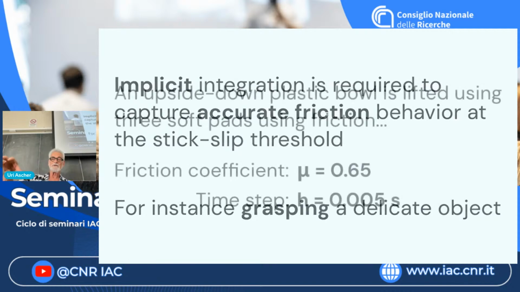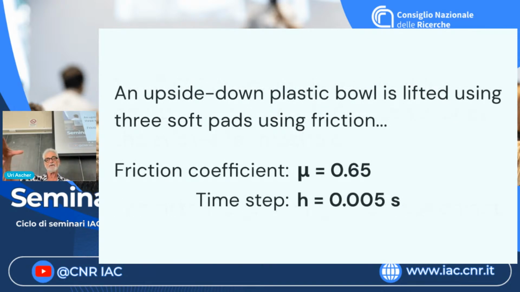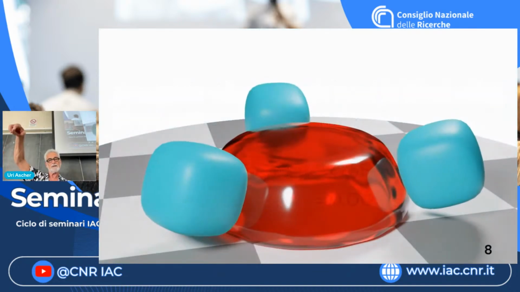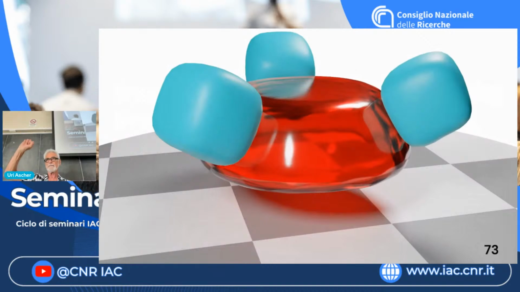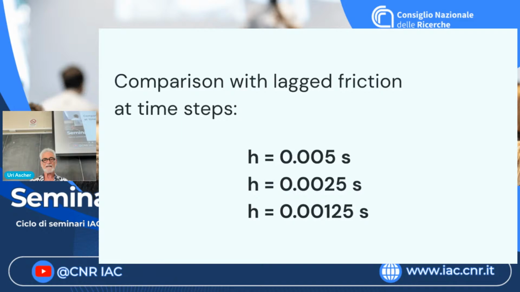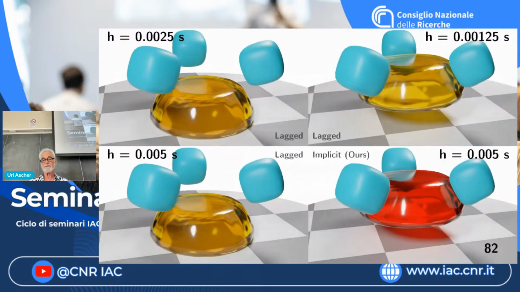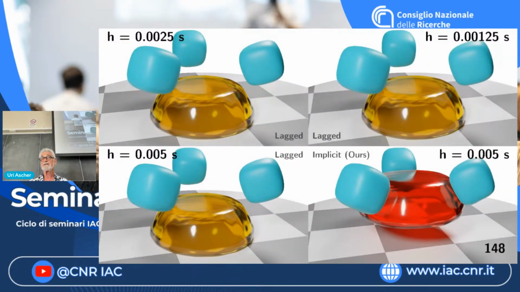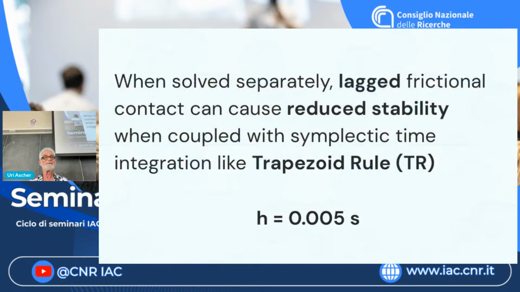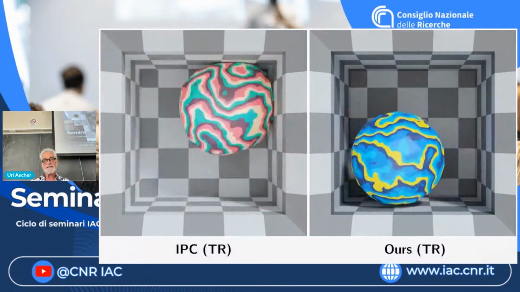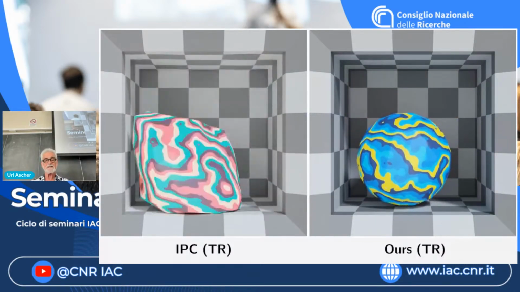So what we're going to look at first is grasping with three soft robot fingers, in inverted plates, trying to pick it up and hold it. Okay. So that is our method, which is not using this lagged friction. And here is the method that does use it with a much smaller step size. And you will see that eventually it drops it. Okay, so you can get a wrong solution.